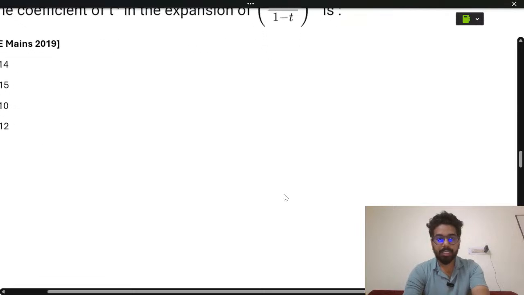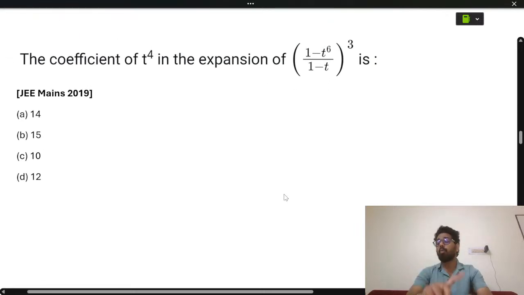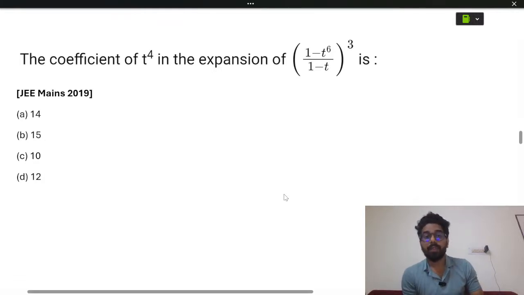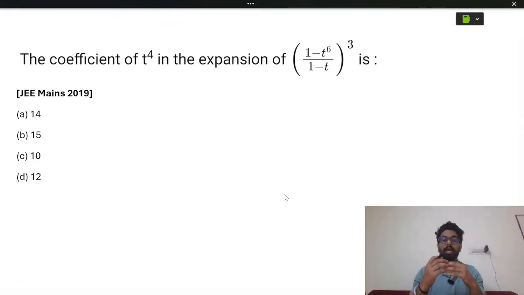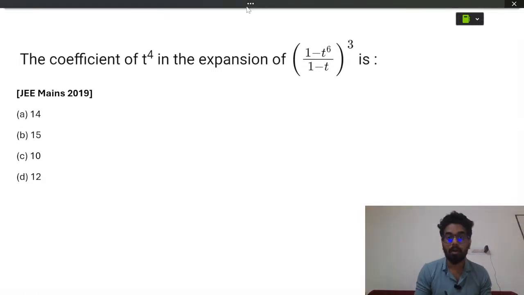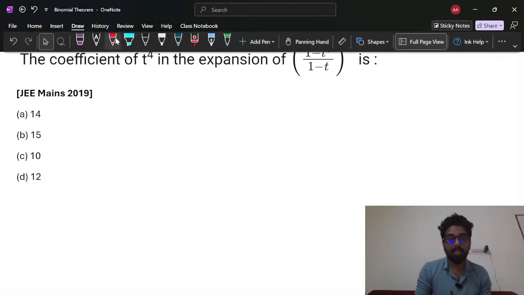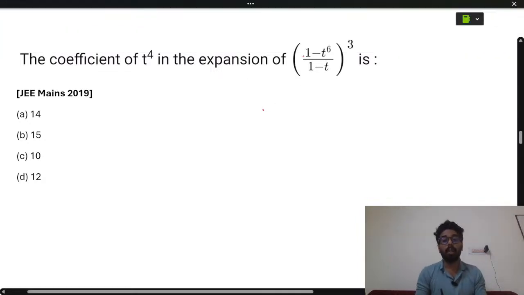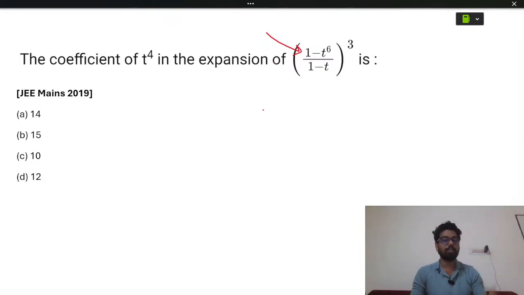Now, next question is the coefficient of t power 4. Sometimes they introduce rationalization. They are expecting you to do the denominator and numerator expansion. So what will you do in such a case? Coefficient of t power 4. Guys, this is very important because this is also asked in some other chapters.